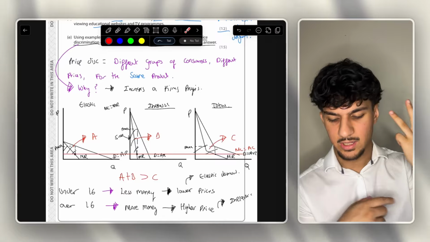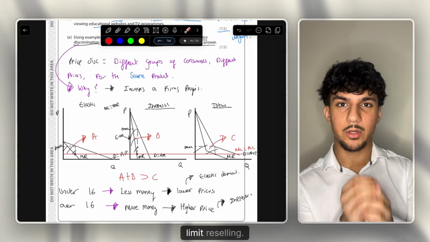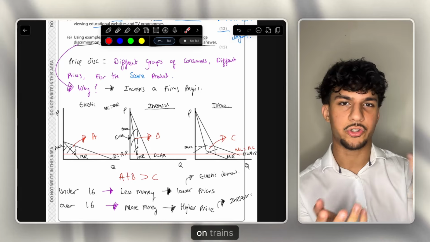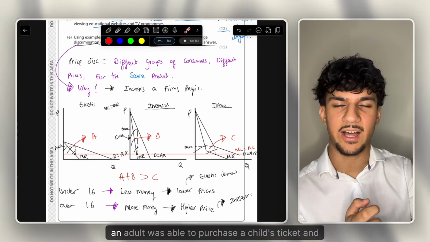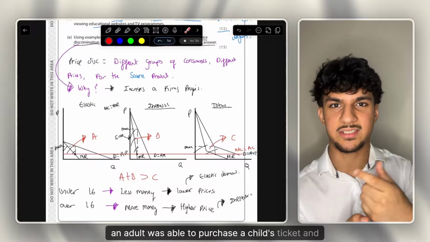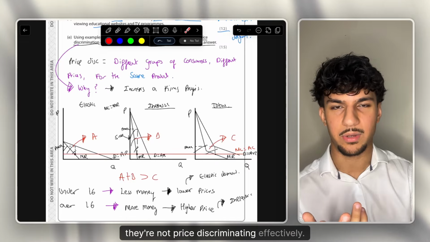But the third and final characteristic of price discrimination is that you need to be able to limit reselling. For example, on trains, if an over 16, an adult, was able to purchase a child's ticket and get away with it, it would obviously mean that they're not price discriminating effectively.